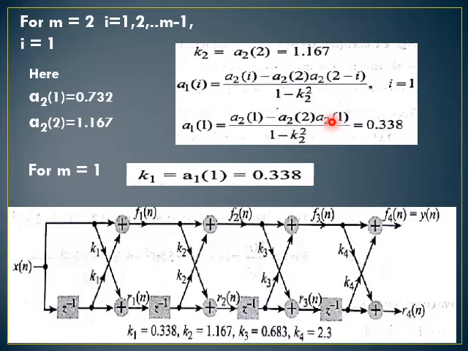So we have 4 K values: K1, K2, K3, K4. This is the first structure of K1, this is the second of K2. Again the same structure for K3, with one delay and two adders for each of K1, K2, K3 and K4.